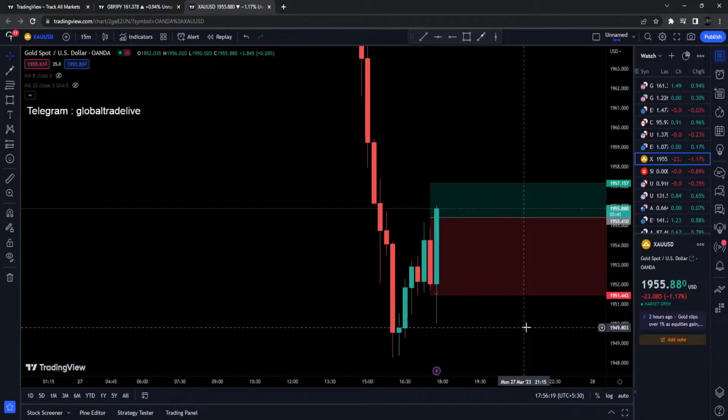Right now running a few pips of profit over here. Up and down moves are coming. 3 minutes left for the candle to close. Now if the candle comes back to break even, I'm gonna close 50%.